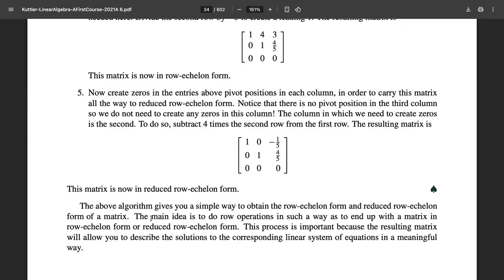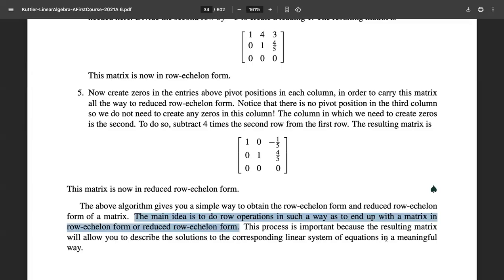So the main idea is to do row operations in such a way that you end up with a matrix in REF or RREF. And this process is important because it allows you to get the solutions, or to describe the solutions to the corresponding linear equations in a meaningful way.